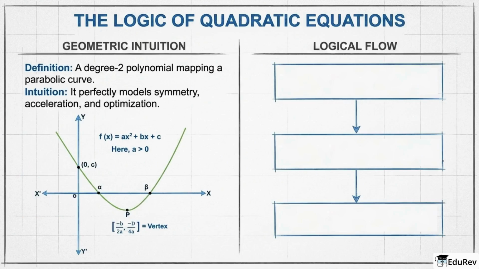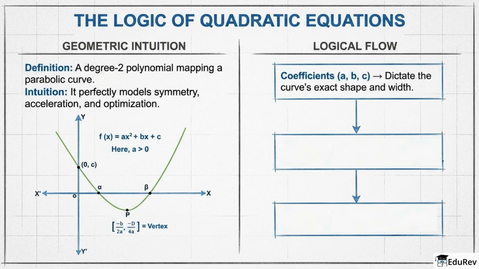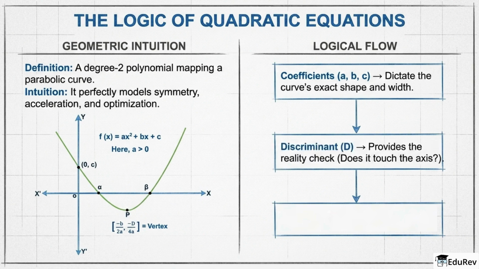A quadratic equation is essentially a degree 2 polynomial that maps into a parabola. The coefficients a, b, and c are not random. They directly control the shape, position, and width of the curve. The discriminant acts like a reality check, telling you whether the graph actually touches the x-axis or not. And the roots are simply the points where the curve intersects the axis. If you follow this logical flow, coefficients to discriminant to roots, you'll never feel lost in a question.